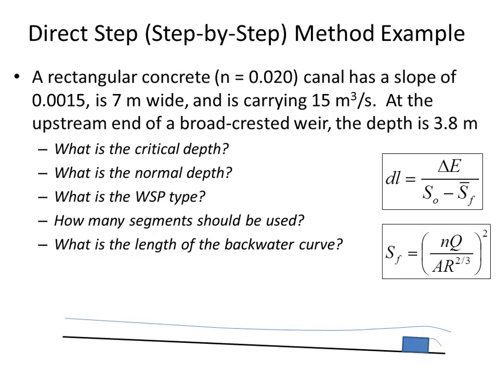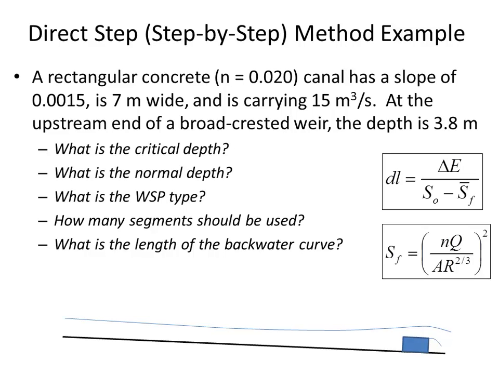Okay, in this problem we've got a rectangular channel, a rectangular channel that's 7 meters wide and it's carrying 15 cubic meters per second. So critical depth, of course, is the flow per unit width squared divided by g, to the 1/3 power.